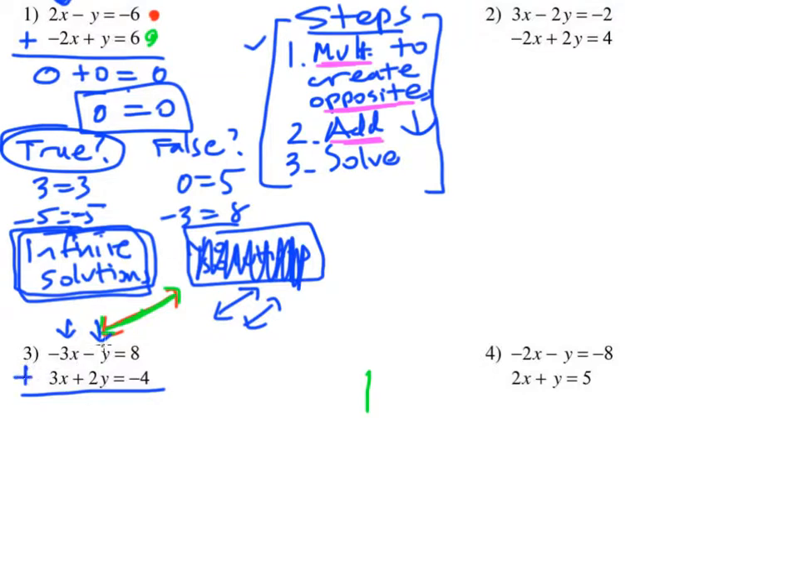There we go. Plus. Add straight down. So negative 3x plus positive 3x, that is a 0. Again, you could put 0 or you can just put nothing there. And we add straight down here.